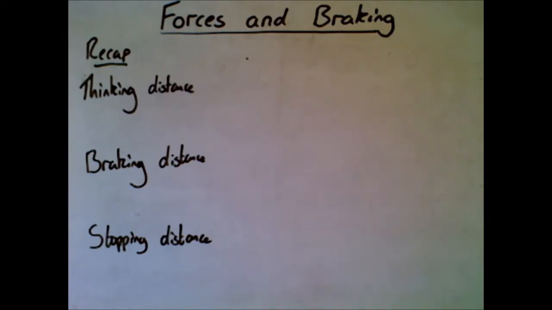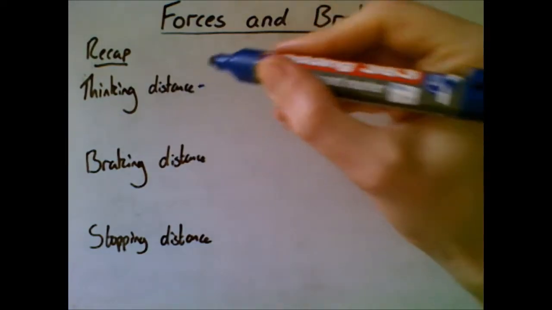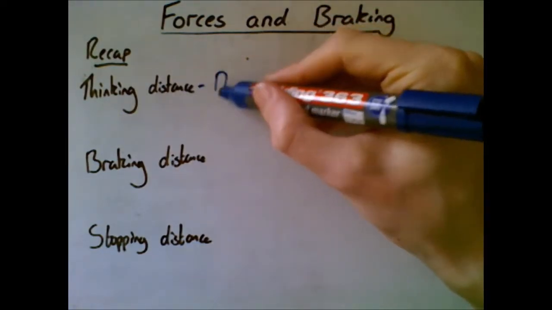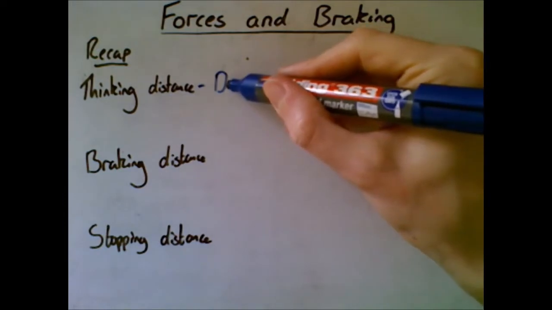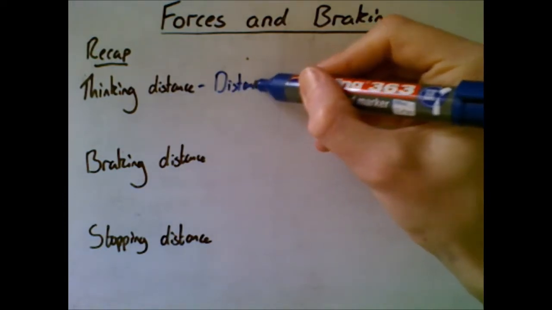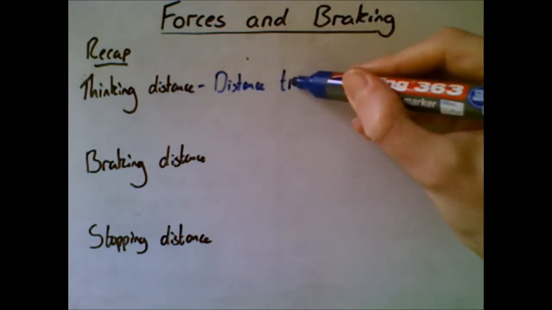So I'm going to advise that you write notes as we go, and actually the first thing you can do before I write these down is see if you can remember them yourselves. So thinking distance then, if you remember, it's the distance travelled during the driver's reaction time. So while the driver is actually reacting to a hazard, reacting to the fact that maybe there's something in the road, the car will obviously travel a certain distance, and that is the thinking distance.